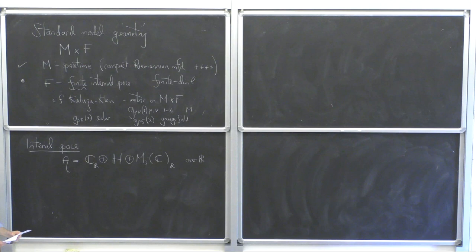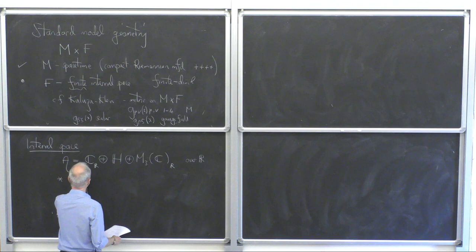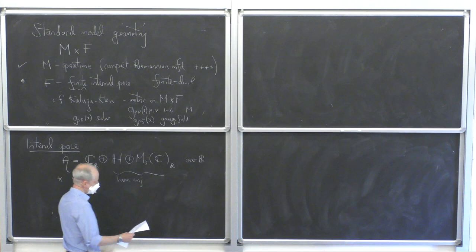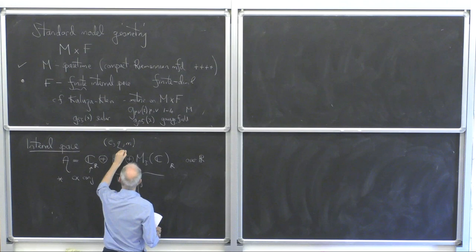So star is the usual complex conjugation on here, and Hermitian conjugation here. And a typical element in here I'm going to write as a C, a Q, and an M in there.